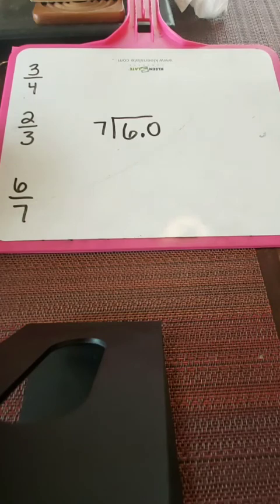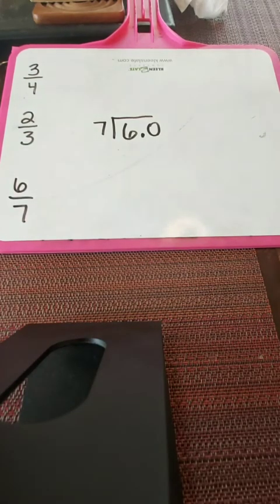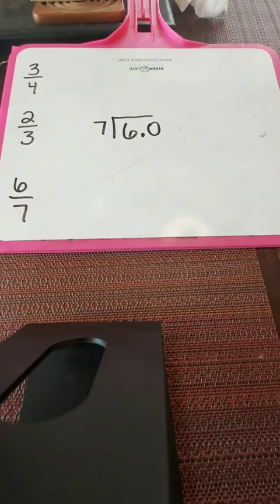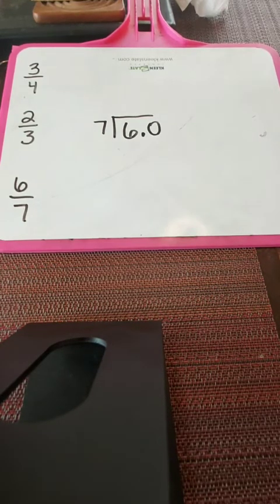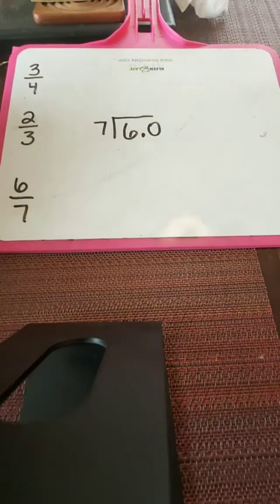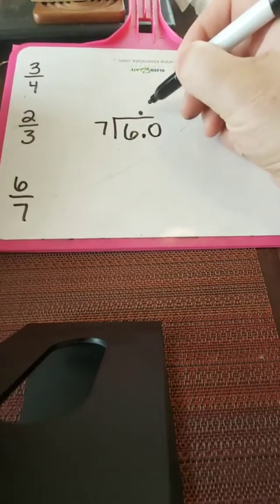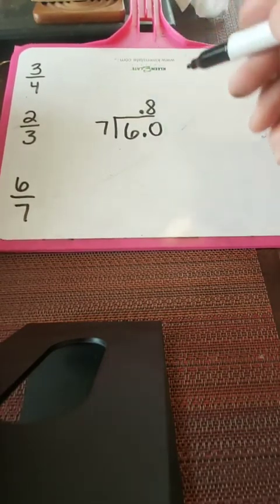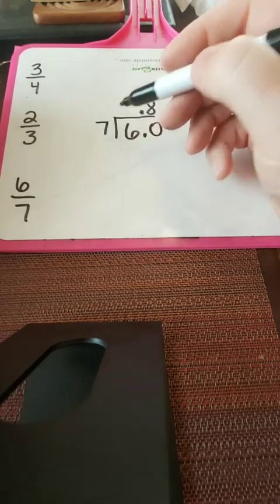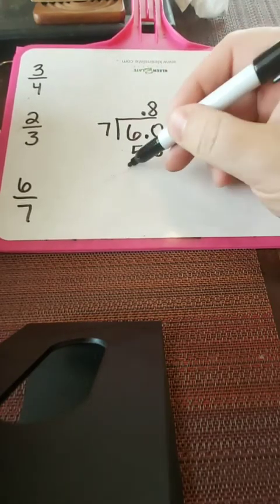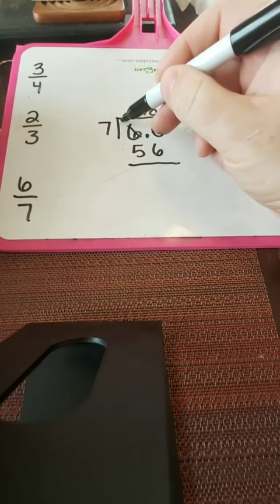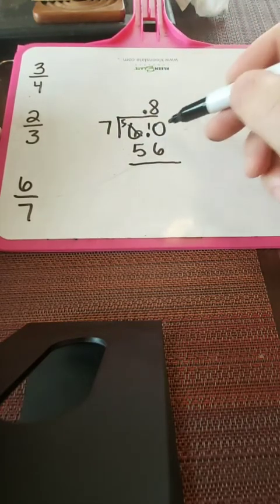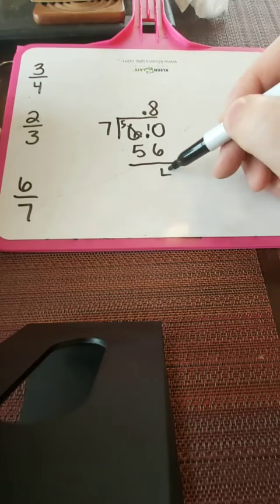Again, this is why it's important to know your multiplication tables. All right, so we know that 7 times 10 is 70. So if we go 7 times 9, that would be 63. So 7 times 8 is 56. So we have 7 goes into 60 8 times. All right, 8 times 7 gives us 56. We're going to borrow from the 6, turn this into a 10. 10 minus 6 is 4.